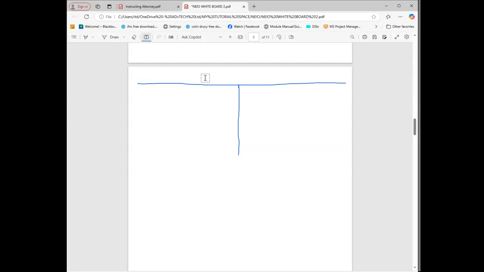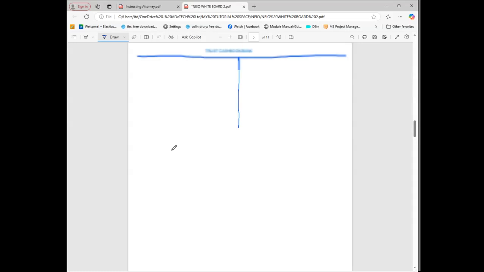So, what do you think will be the first account here? Okay, so we need to have the trust cash book or the trust bank account. And then what else do we expect?